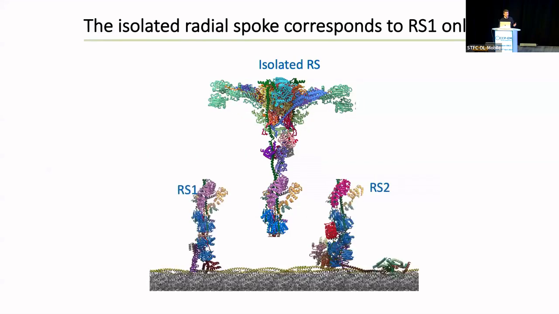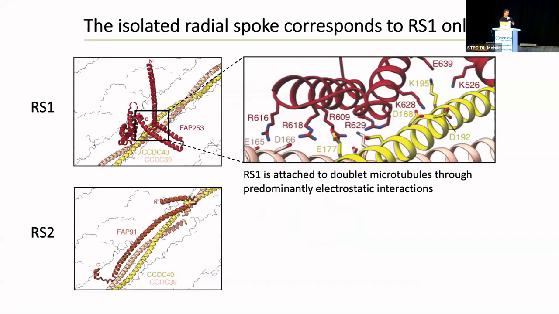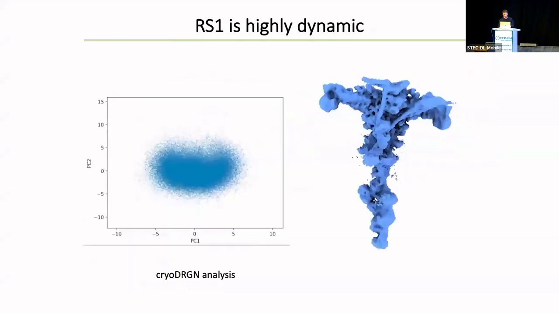And interestingly, when we compared it to the stalks, we found that we had selectively isolated only one of the radial spokes, radial spoke 1. And actually, if we look at how this radial spoke attaches to the doublet microtubule, it makes a lot of sense why we only isolated that one, because that binds via electrostatic interactions, whereas the other, radial spoke 2, binds via a hydrophobic coiled coil. So of course, our high salt wash had only selectively removed radial spoke 1.